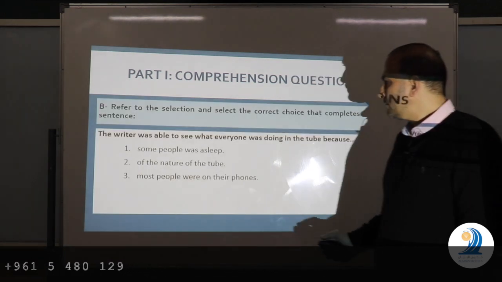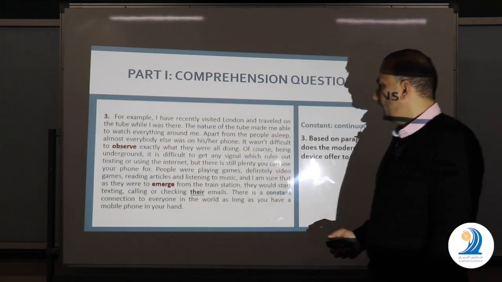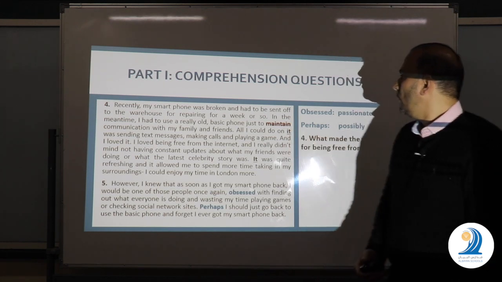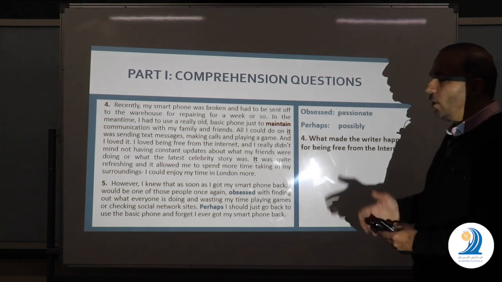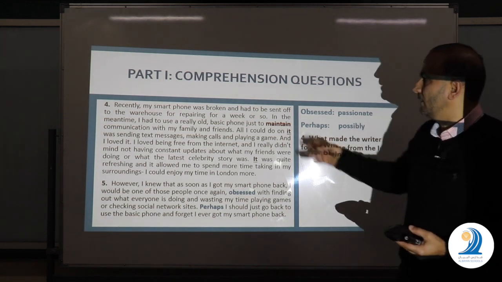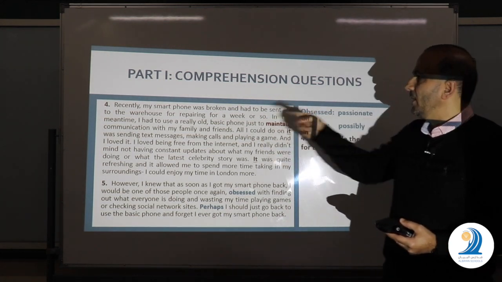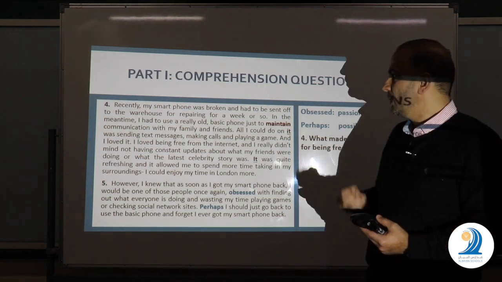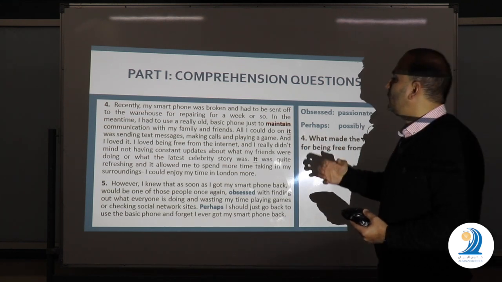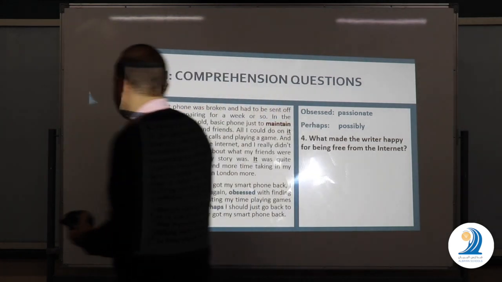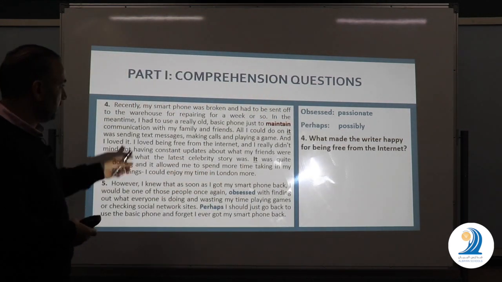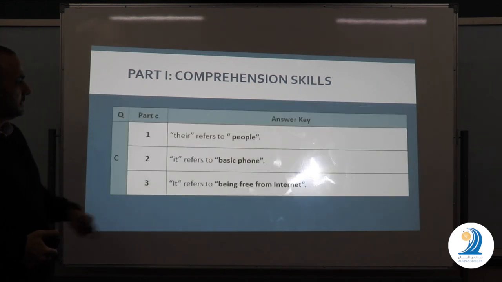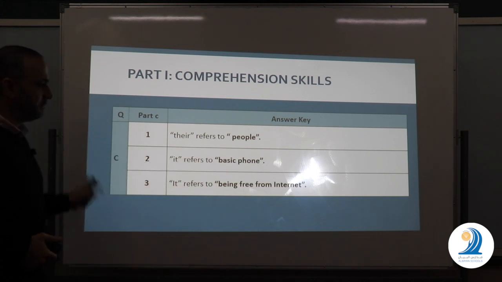Okay? Number 2. Let's go back to it. It here, as we said, in paragraph 3. All I could do on it. On what? We have to go back. Let's see. In the meantime, I had to use a really old basic phone just to maintain communication with my family and friends. All I could do on it was sending text messages. By what do we send text messages? By it. What's that it? It means the phone. What is that phone? As we have it here, of course, the basic phone. It refers to the basic phone.